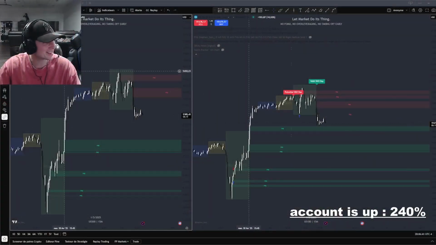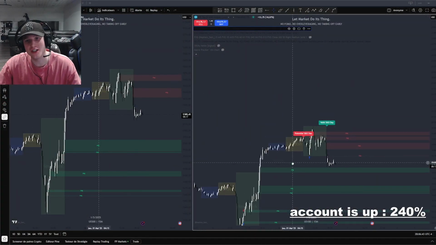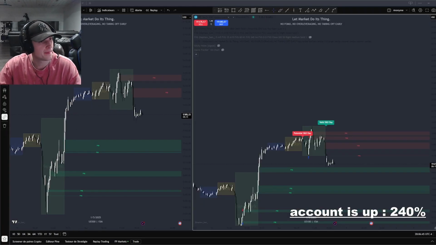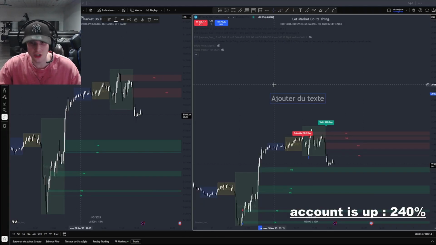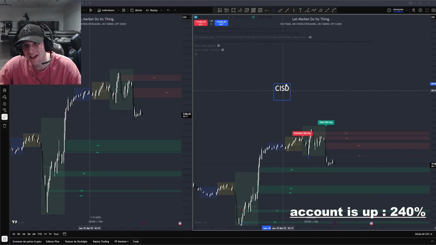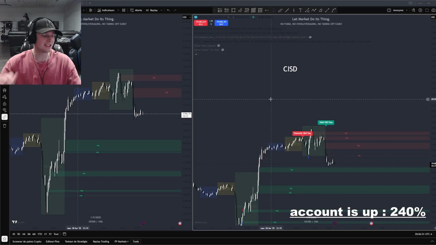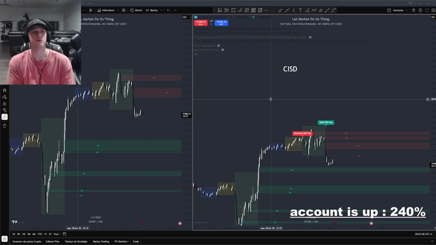And today we're going to be talking about the CISD, the change in the state of delivery. Okay? So, the change in the state of delivery is realistically probably my favorite entry protocol, as I'm going to call it, because it's not really a signal. It's my favorite entry model, is what I'm going to call it.